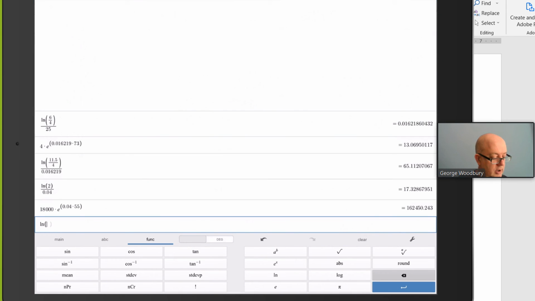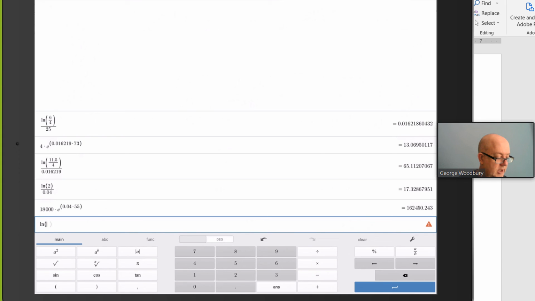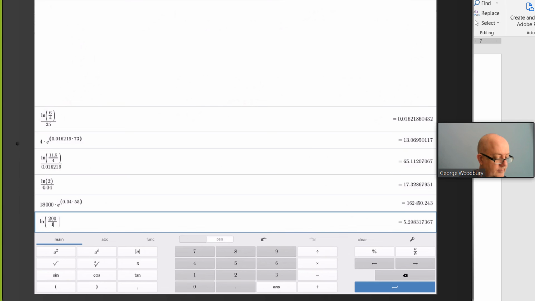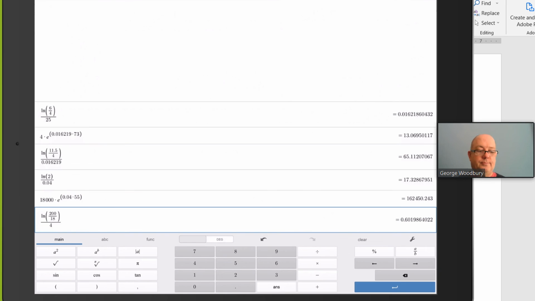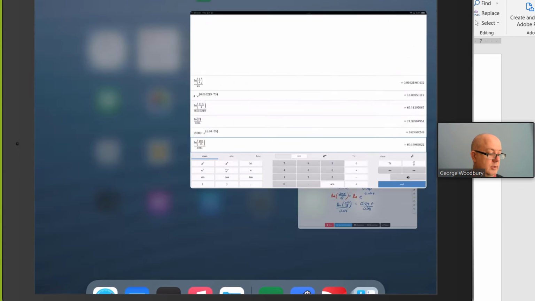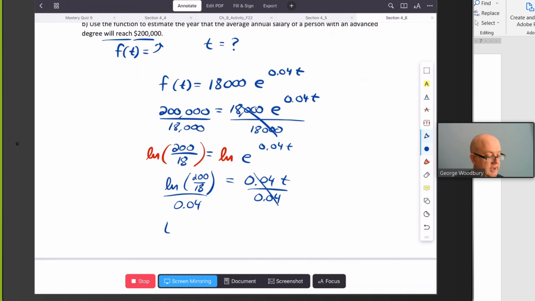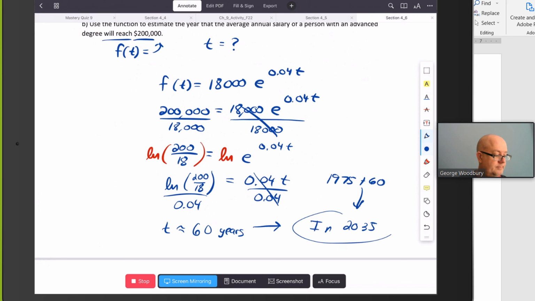Function, natural logarithm. Inside the parentheses, we go back to main, 200 divided by 18. Tab outside those parentheses, divided by 0.04. There we go. We get 60.19. That's going to round to 60 years. So t is approximately 60 years. And if we add that to 1975, that's going to occur in 2035. 1975 plus 60.